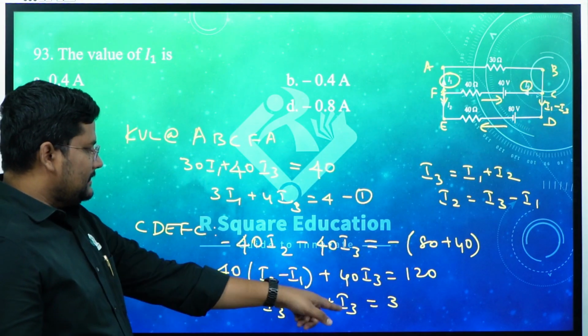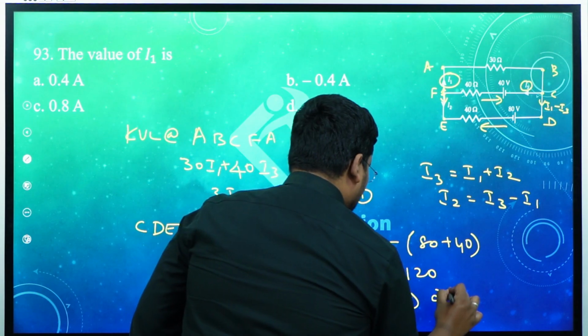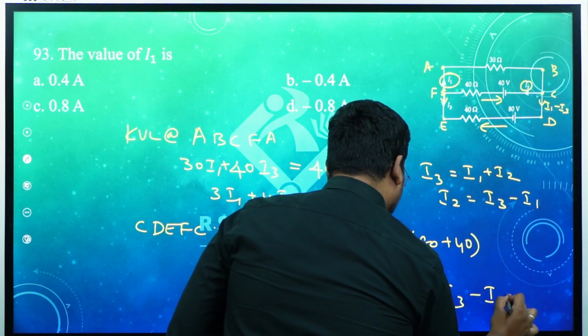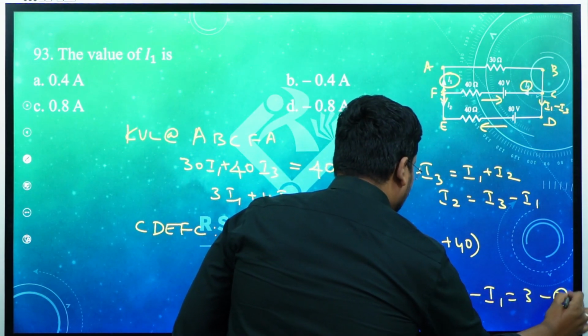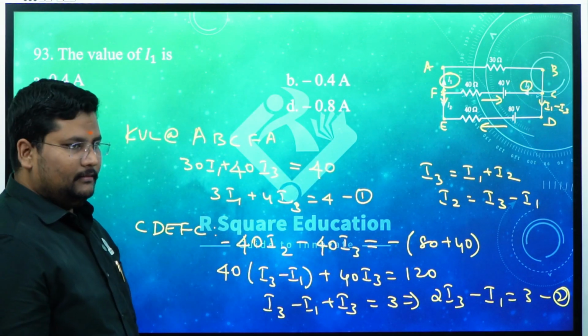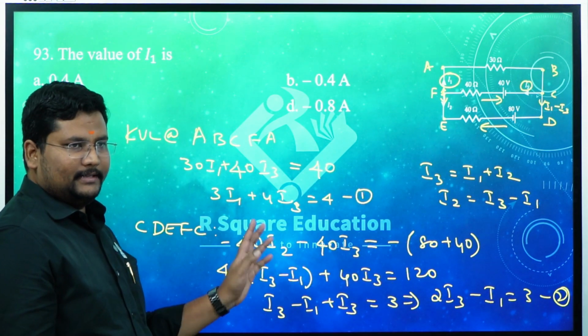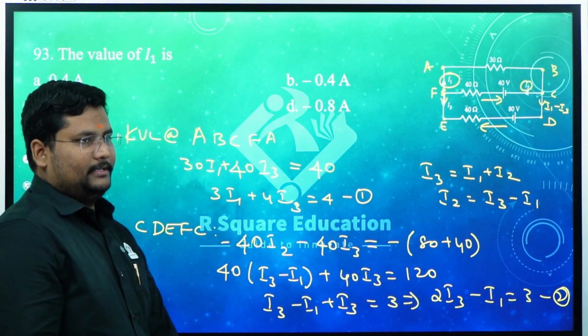Okay, so I3 plus I3, 2I3. So you will have 2I3 minus I1 is equal to 3. So let this be second equation. Yes, see, first and second equation both have I1 and I3. So it is easy to cancel now. Solve and tell me what is the answer.